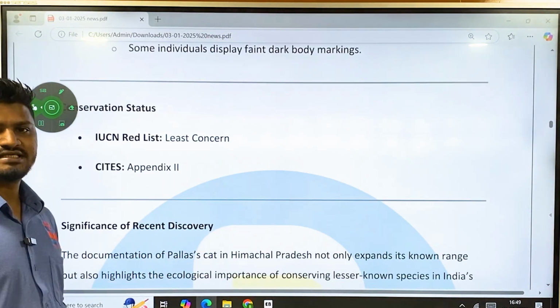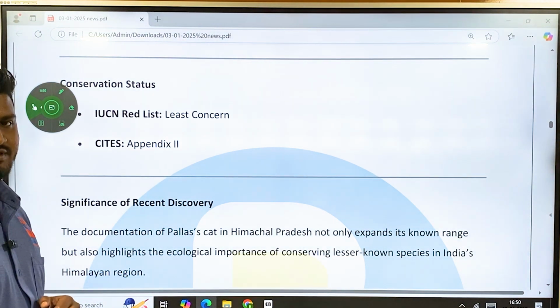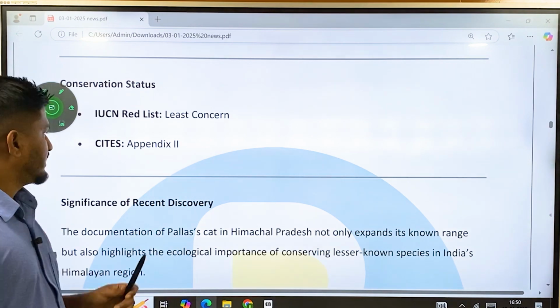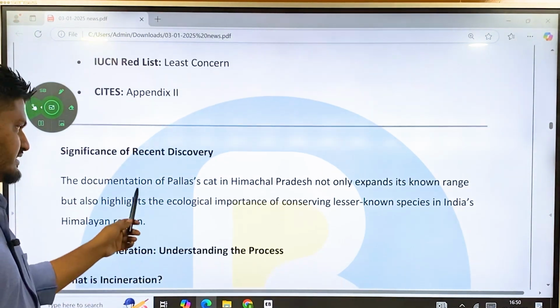And in conservation status, in IUCN, it is Least Concern, meaning that it is not under any kind of threat. And in CITES, it is under Appendix 2, meaning that international trade is somewhat restricted.